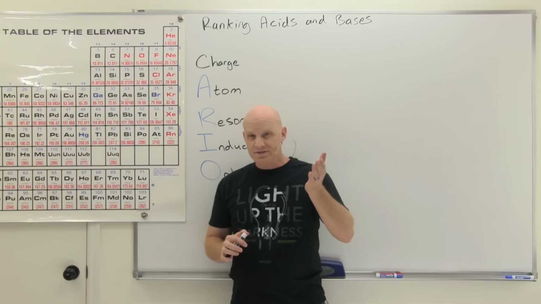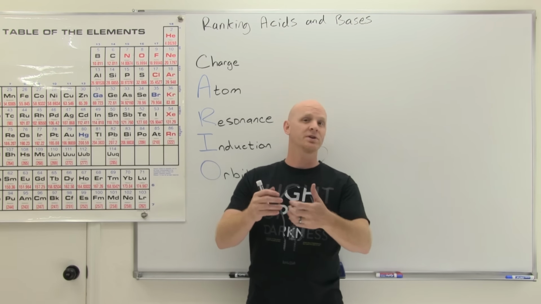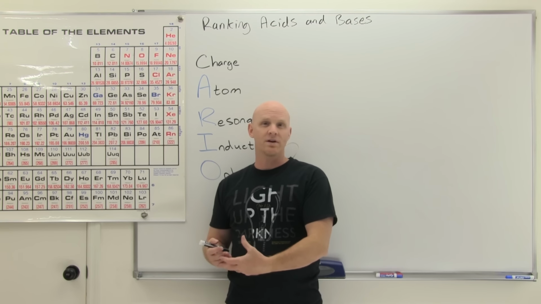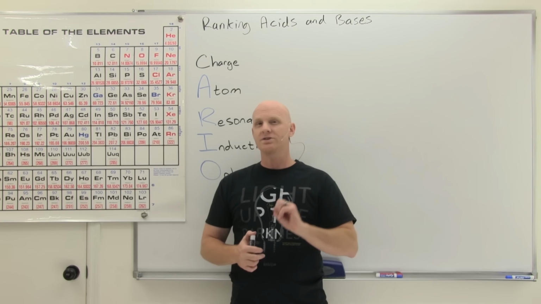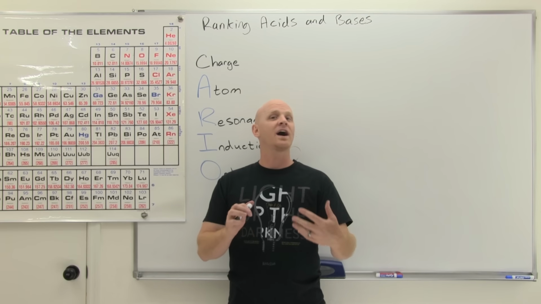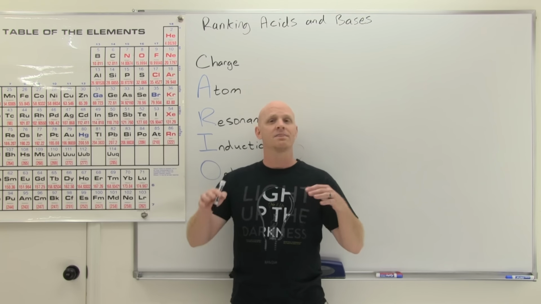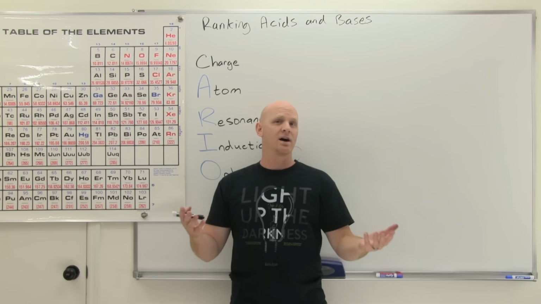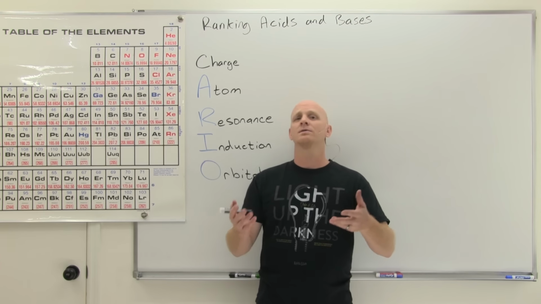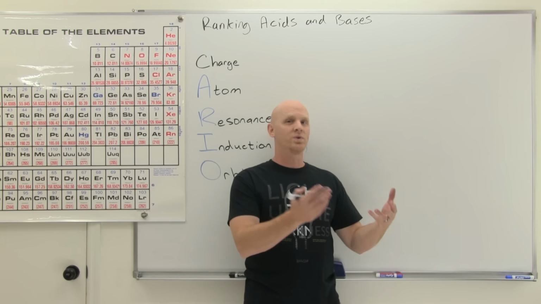Now recall that Lewis's definition of a base was an electron pair donor, and usually lower energy electrons mean more stable electrons, less reactive electrons. We'll see one major exception to that, but most of the time, that's how we're going to rank bases. We're going to look at how low the energy of the electrons is and their relative stabilities associated with that. So lower energy electrons, more stable base. More stable base, weaker base.